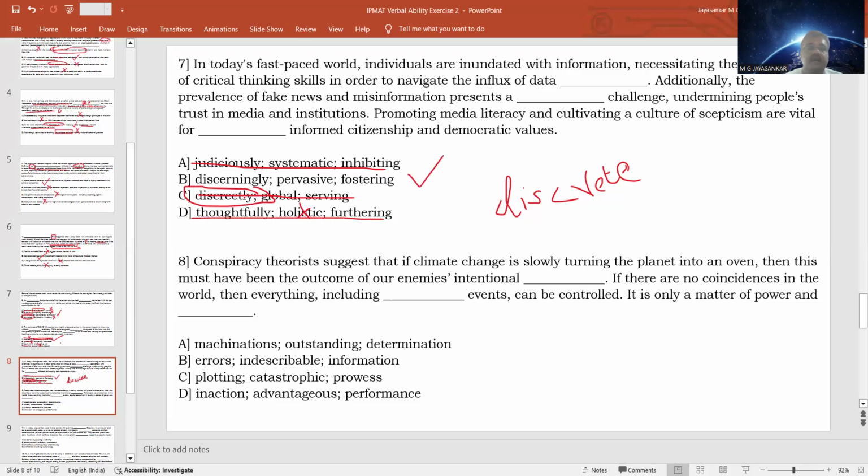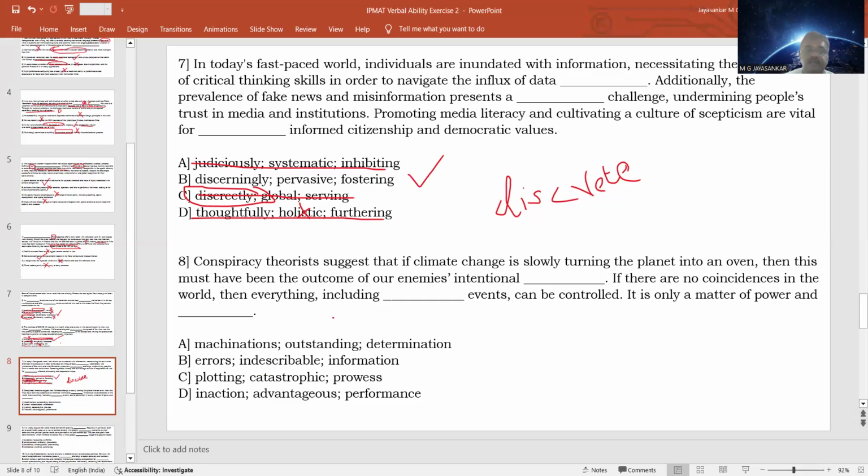So the challenges are that you have to discerningly analyze the data that is given to you, but there is an all pervasive challenge that is there because of fake news. You need to develop media literacy to foster, which means support, informed citizenship and democratic values. Option B is the correct answer.